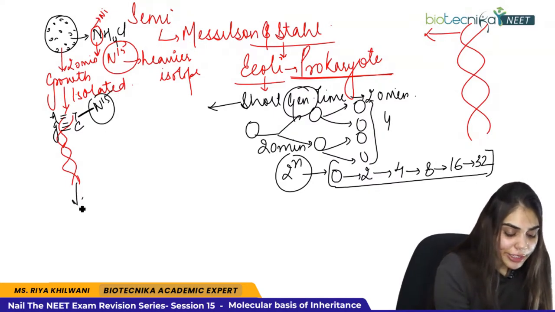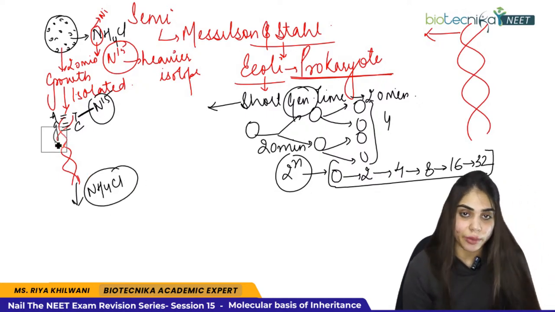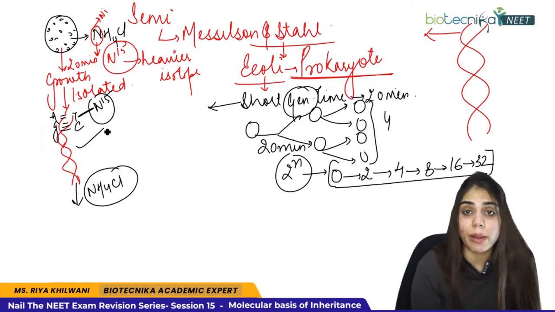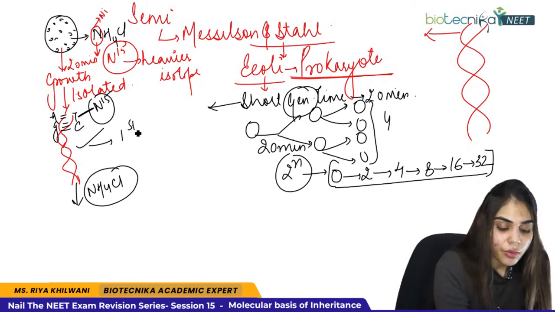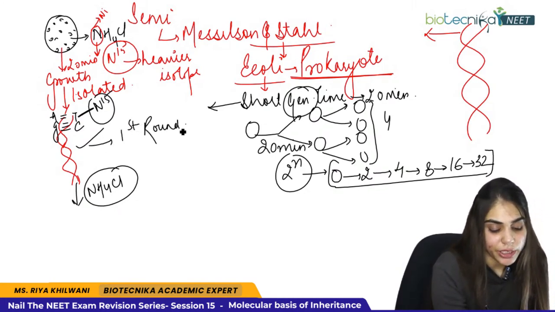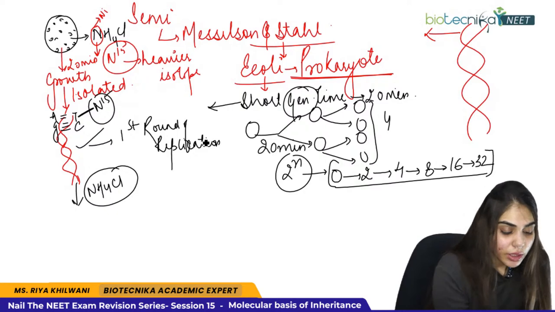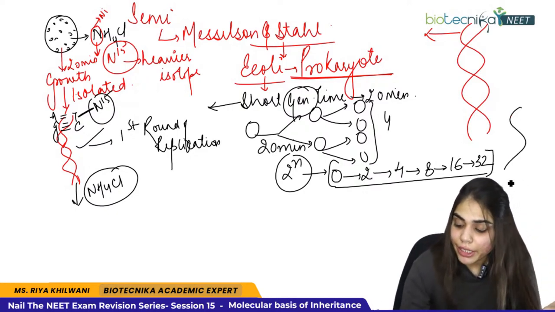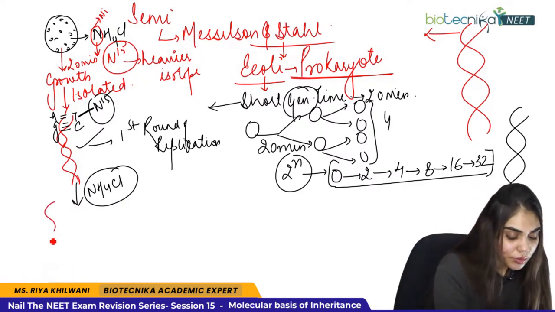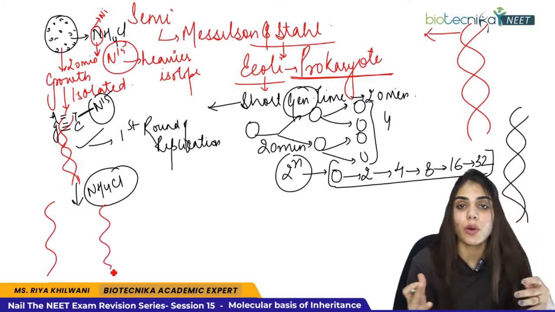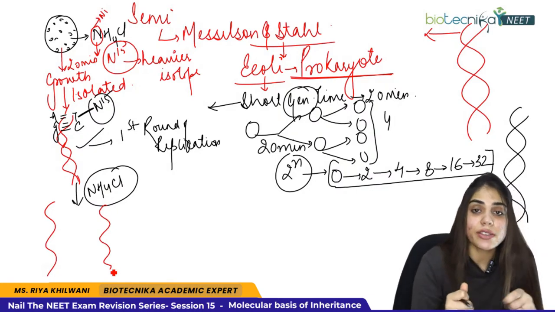So he again provided NH4Cl in the media and proceeded again. This DNA was replicated for the next round of replication. So this is what is called the first round of replication. In the second round, what happened? Both of these DNA got separated. These helices got separated. Suppose this is one helix and this is the other helix. I'll explain how these are separated and how the mechanism takes place. So these two strands got separated.